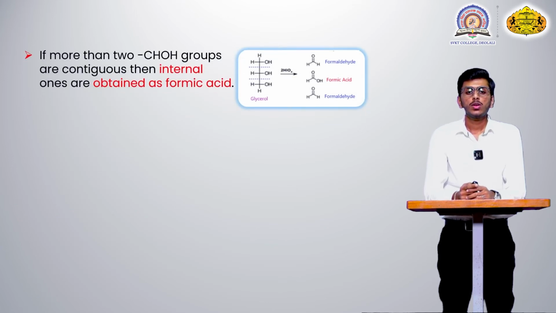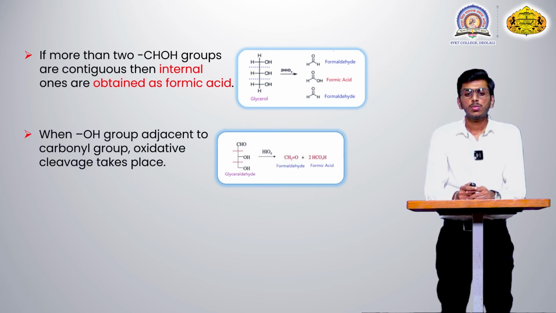If more than two CHOH groups are in a continuous fashion, the internal ones are obtained as formic acid. For example, glycerol on reaction with lead tetraacetate gives 2 moles of formaldehyde and 1 mole of formic acid.